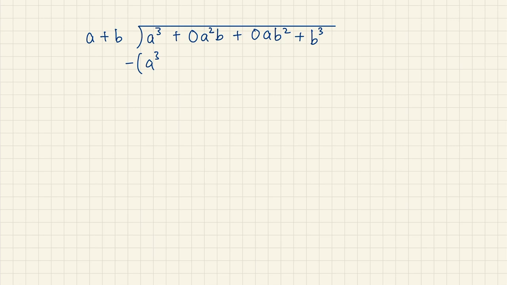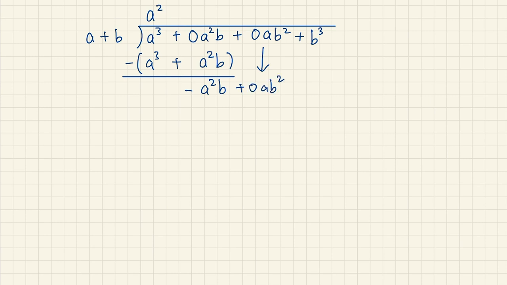In order to do that, I will need to multiply the a with a squared. So I'm going to put the a squared in the quotient. Then a squared times b is going to give me a²b. Here I'm going to be left with 0a²b minus a²b, so that's going to give me negative a²b. I'm going to bring this down, plus 0ab squared.